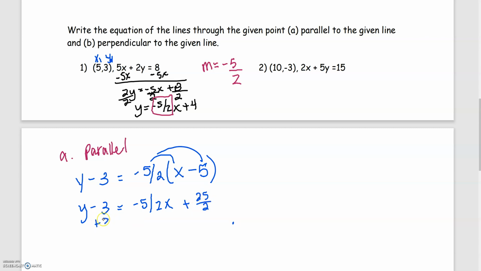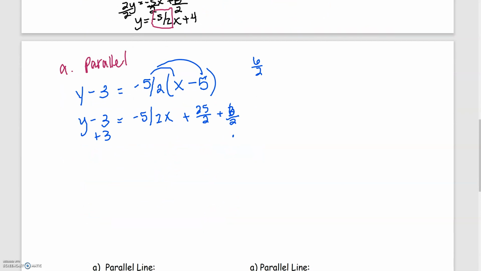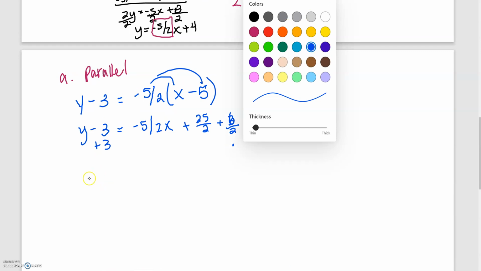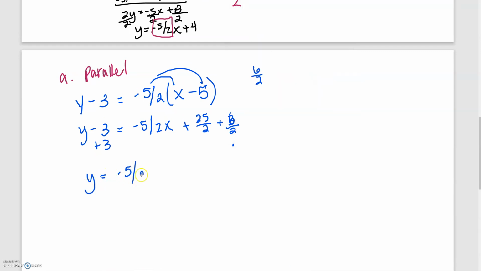And I'm going to add 3. Now, when I add 3 to this, 3 is the same thing as how many halves? Well, 6 halves, because 6 divided by 2. So I'm going to add 6 halves to my 25 halves, which is the same thing as adding 3. And that is going to give me 31 halves. And you could do that in your calculator if you're scared of those fractions. You can take 25 divided by 2, enter, plus 3, enter, and then math, enter, enter to get it back to a fraction, which would be 31 halves.